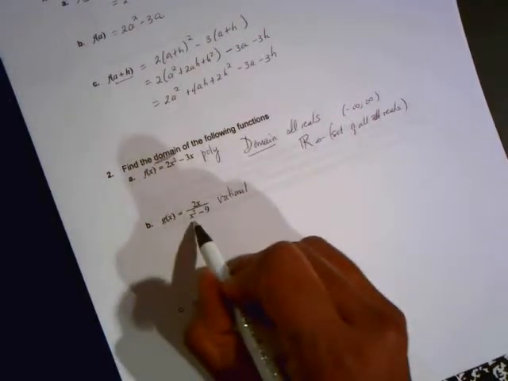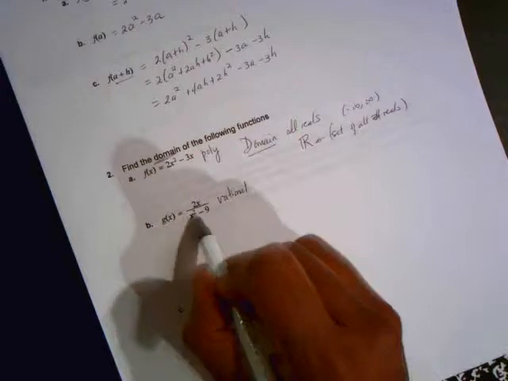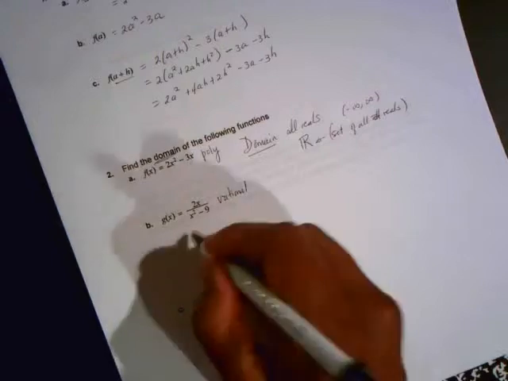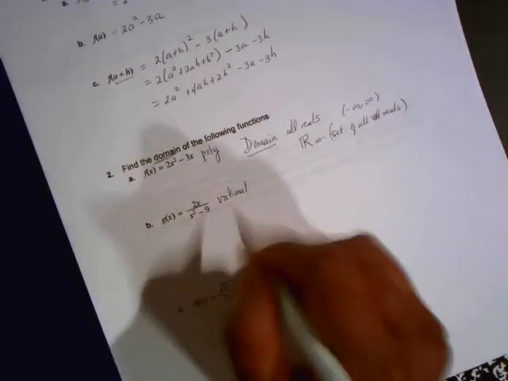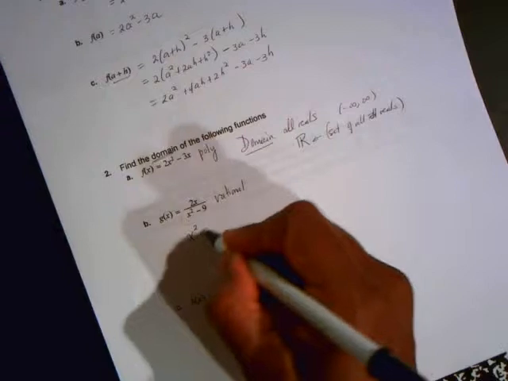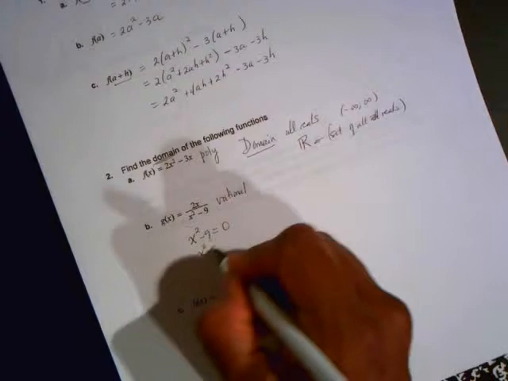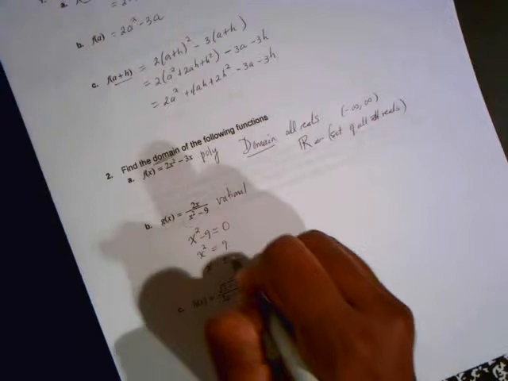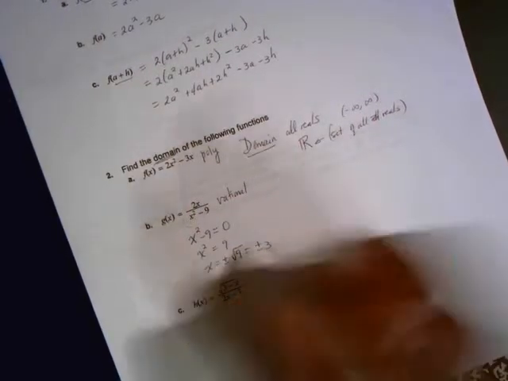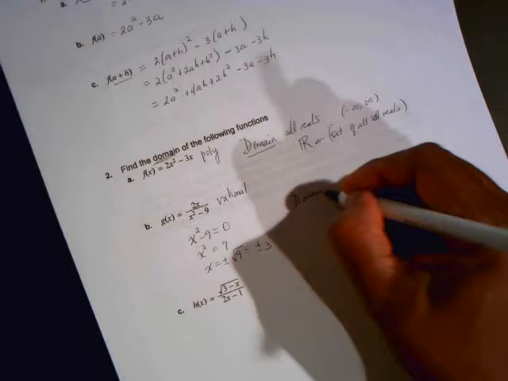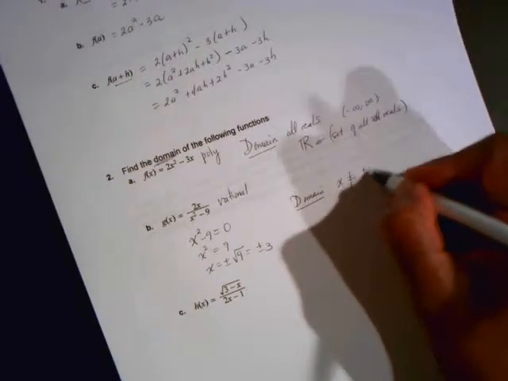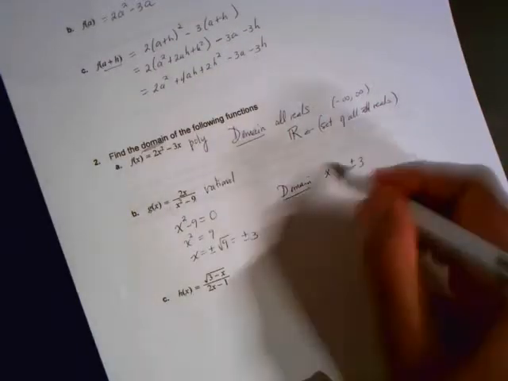X can't be 3 because 3 squared is 9 minus 9 is 0. X can't be negative 3 as well because negative 3 squared is 9, 9 minus 9 is 0. So basically you're looking to see when x squared minus 9 is 0, and to solve this you can add the 9. And you may recall the square root property from algebra. X is plus or minus the square root of 9, which is plus or minus 3. So the domain, you would write the answer is x can be any real number except it cannot be plus or minus 3. This is good enough as your answer.